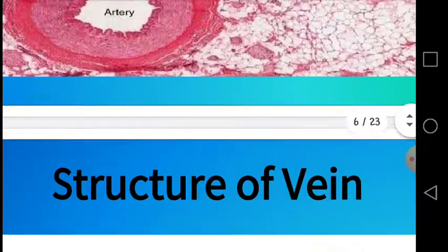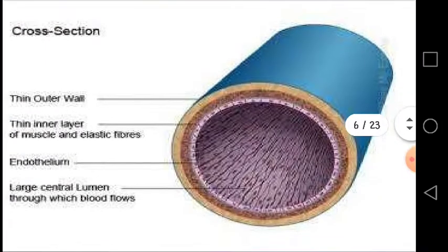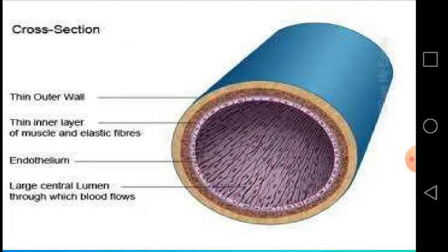So dear students, now we are focusing on the structure of the vein first. This is a cross section of the vein, and this diagrammatic representation of the veins is illustrating the three main layers: the outer layer, the thin inner layer which has muscles and elastic fibers, and the third and innermost layer is endothelium, and a large central lumen through which the blood flows.